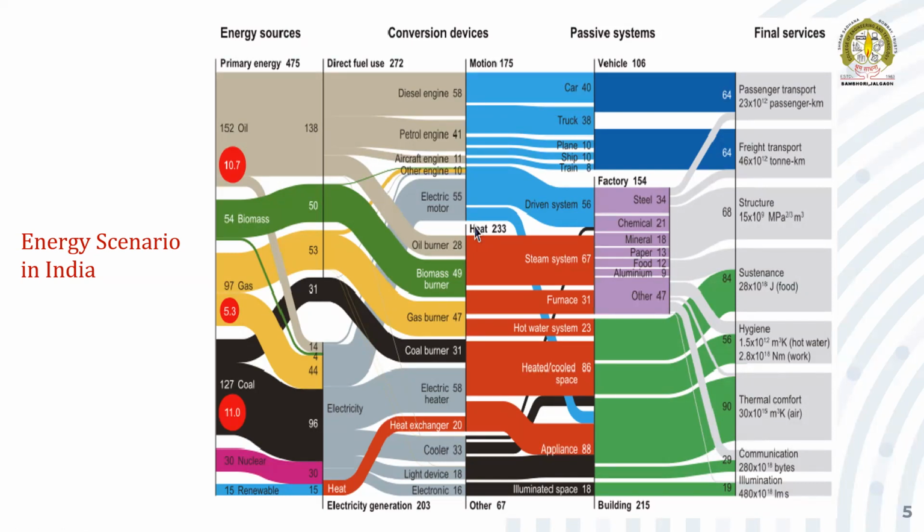So this is the present scenario. Most of the energy is produced from coal, because a large number of coal pits are available, and hence we are converting this primary energy into secondary energy.